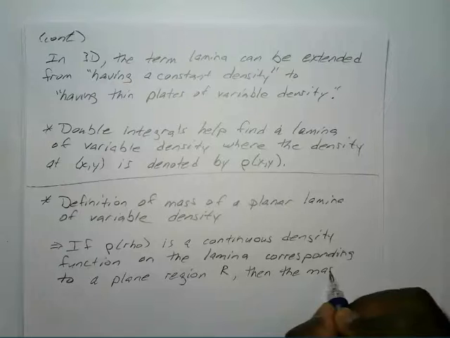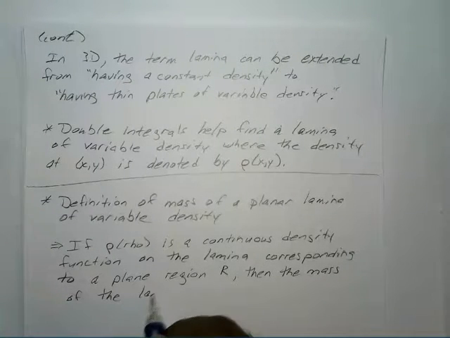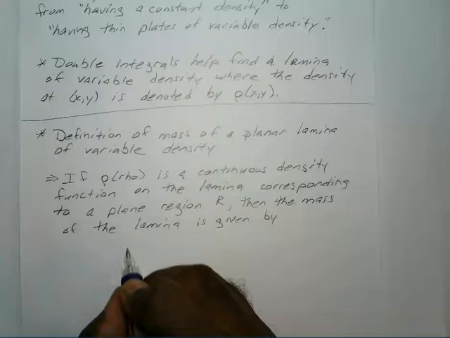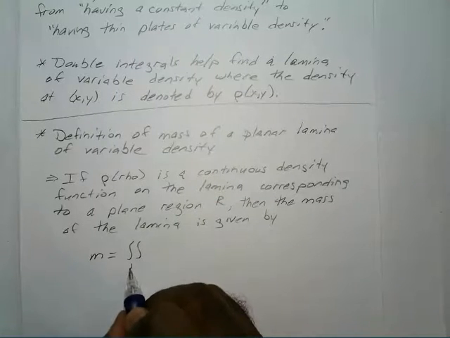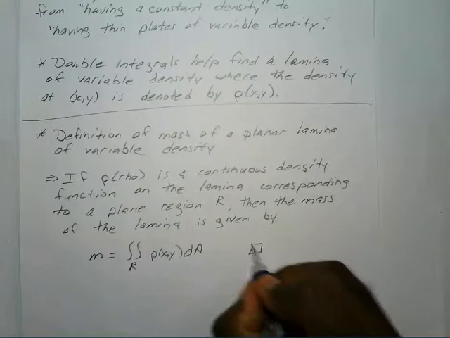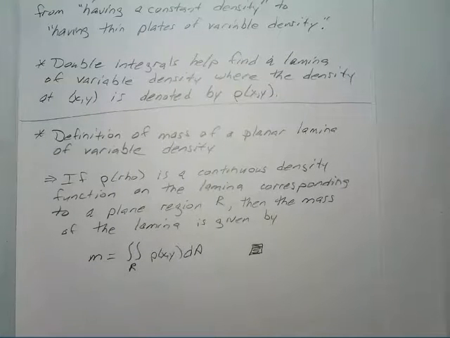then the mass of the lamina is given by the double integral over region R of rho of x, y with respect to the area. I know you're probably thinking, why didn't you just give us that formula in the first place? Well, you can't just give a formula without an explanation as to how to properly use it and why you're using it. If you are still writing, feel free to press pause, but we're going to move on to our first example.